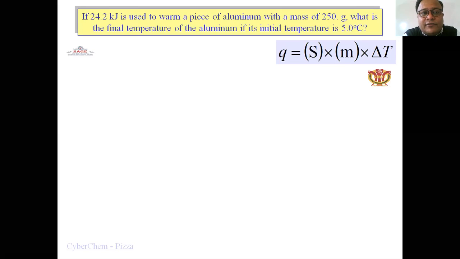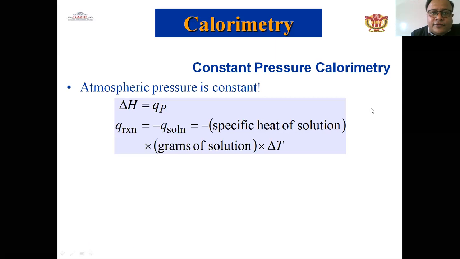The final temperature can be calculated by the given equation. Q is equal to S times M times delta T, where S is the specific heat, M is the mass of the substance, and delta T is the change of temperature.